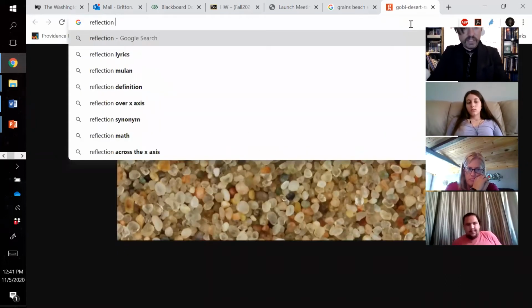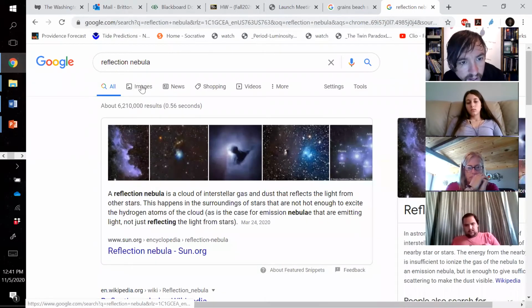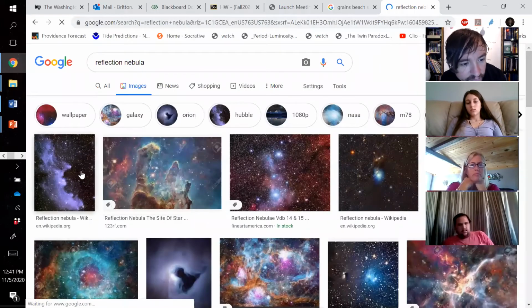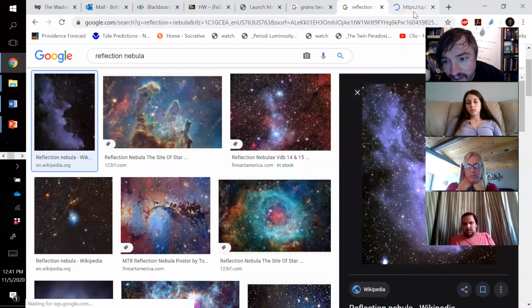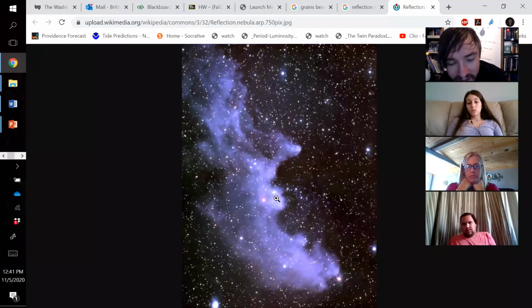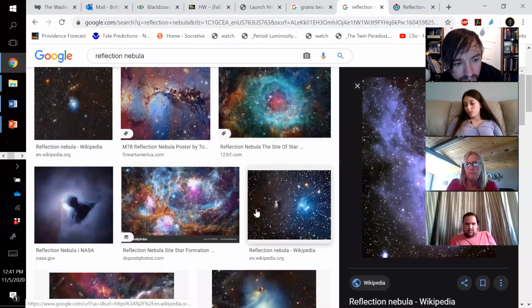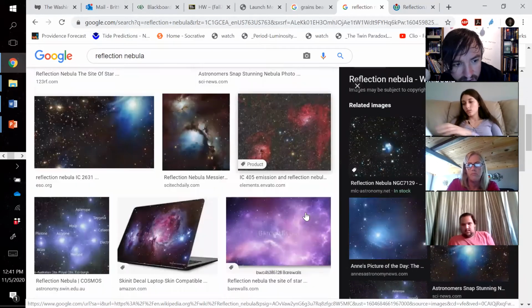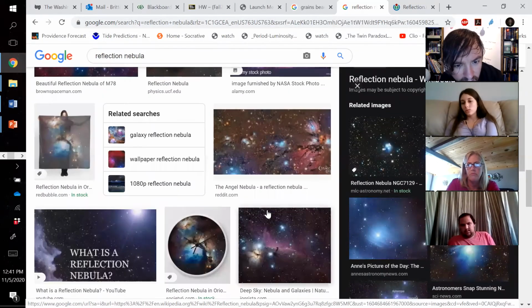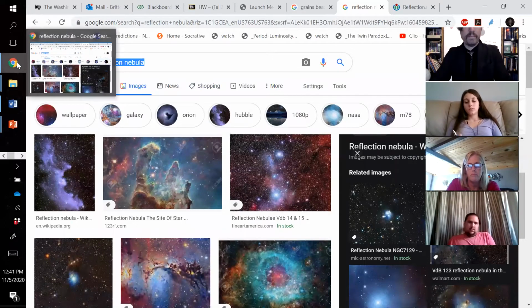If we just type reflection nebula into our image search, ooh, this one is very appropriate for Halloween here. This is the so-called Witch Nebula, okay? The Witch Nebula is a beautiful example of a reflection nebula. Anytime you see these cool blue clouds of gas in space, usually it's an example of dust grains scattering blue light. I don't know. Let's try the Trifid Nebula.